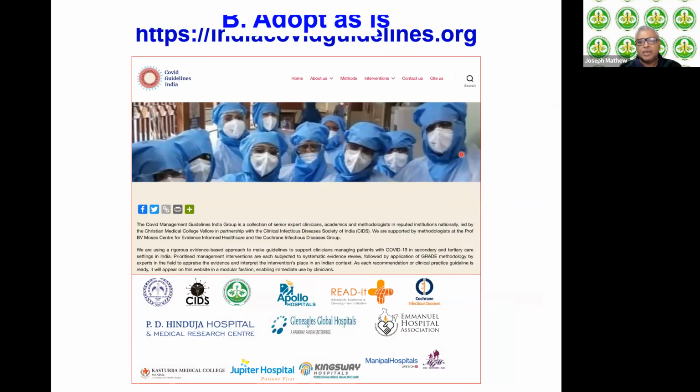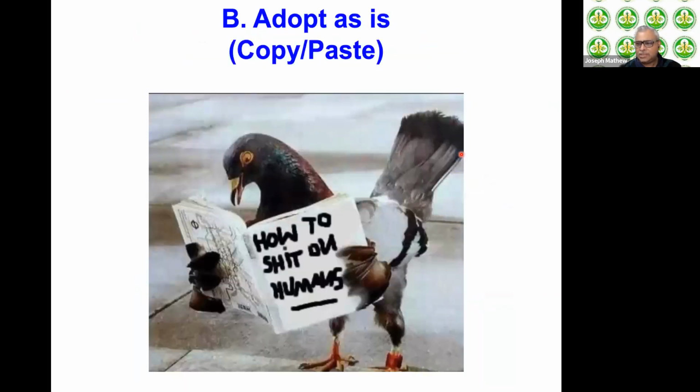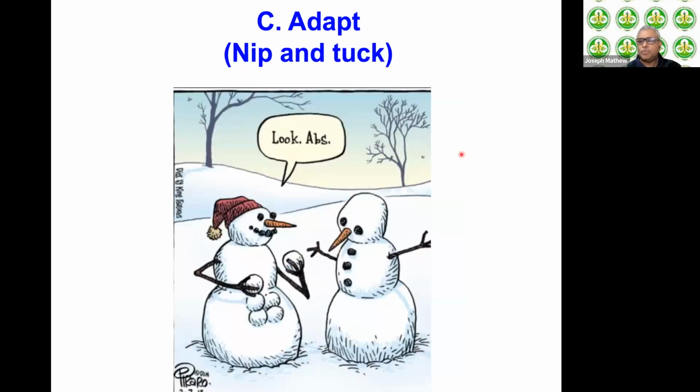But that's one approach which has been taken. The other approach is adopt as it is, which is like a copy paste. You pick up the recommendation from some other setting, you implement it in your own setting, and then kind of hope for the best. Sometimes it works, sometimes it does not work. The third approach, of course, is the tweaking or the nip and tuck kind of thing. But there is a formal process for this as well. Very often we in the developing world do this nipping and tucking, but we don't really get the right way to do it. And then we end up with things which are flawed in some way.